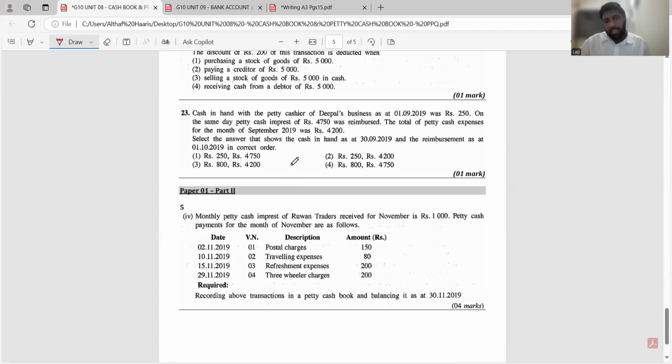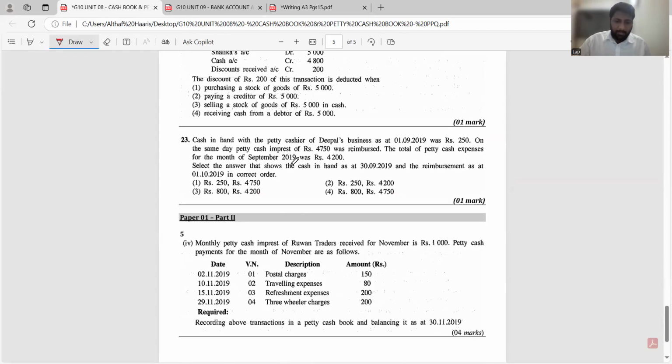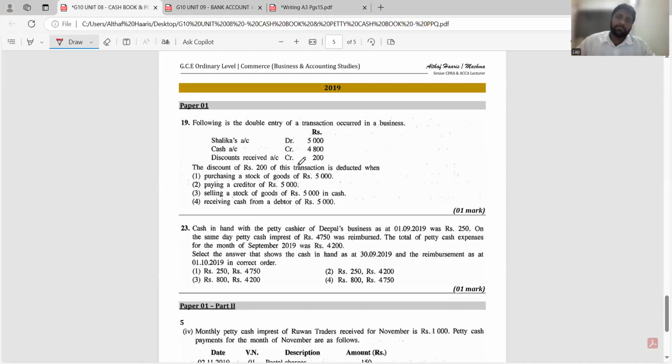2019 paper. There is a petty cash book preparation also there. So I'll give you maybe 5 minutes. Quickly do. 5 minutes I'll give.